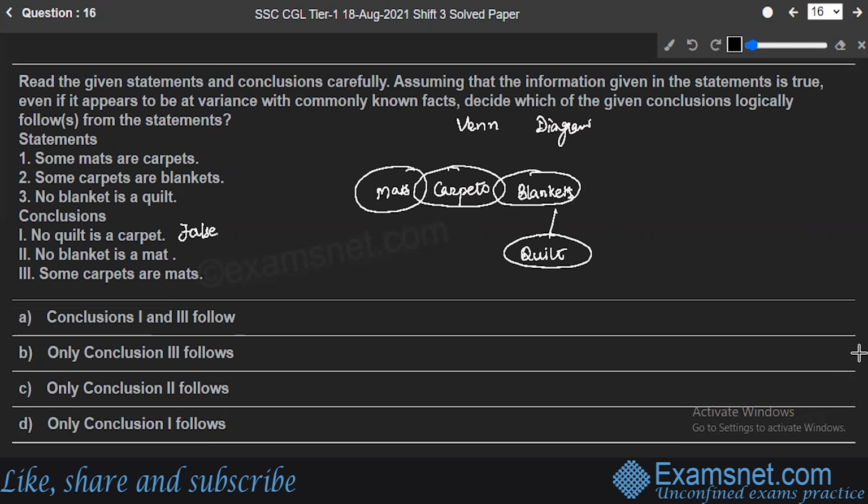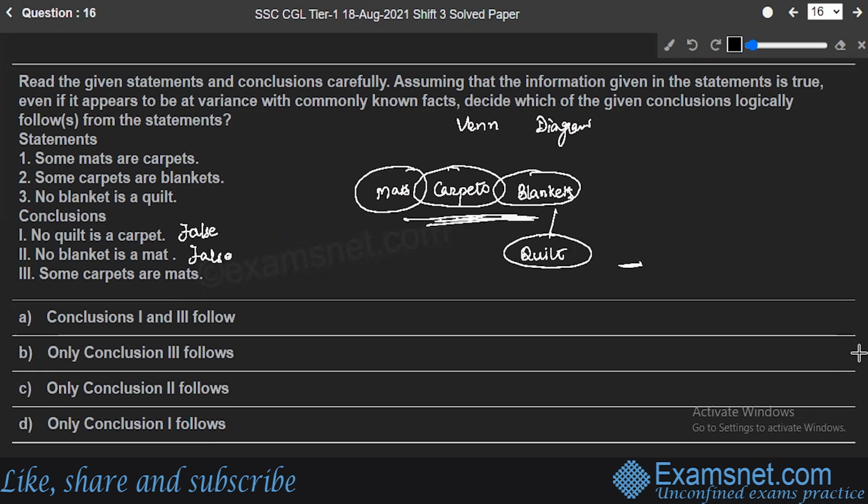No quilt is a carpet. It is possible but not definite, because some quilts can be carpets as there is no direct relation given between them. Second, no blanket is a mat. This is again false. It is possible, but again, it's not definite. Why? Because some blankets can be mats as there is no direct relationship given between them.